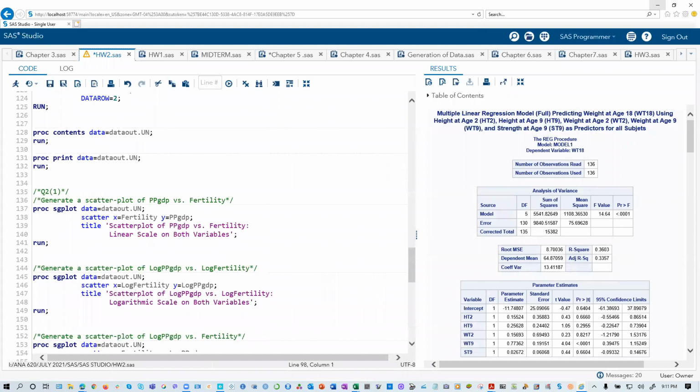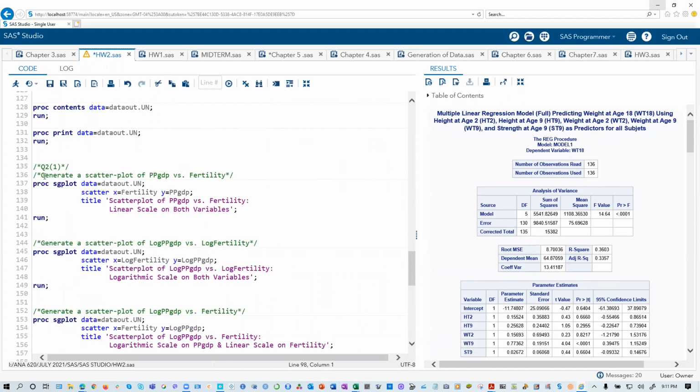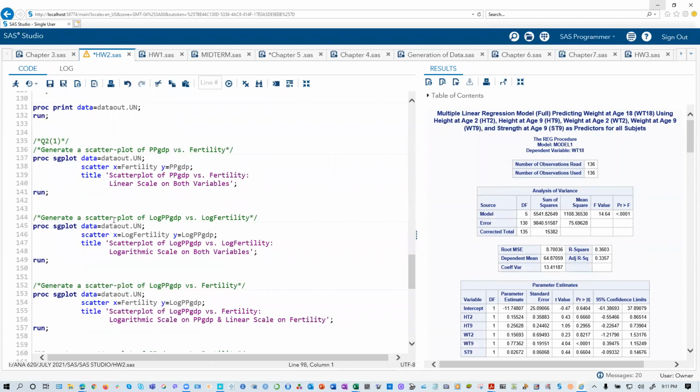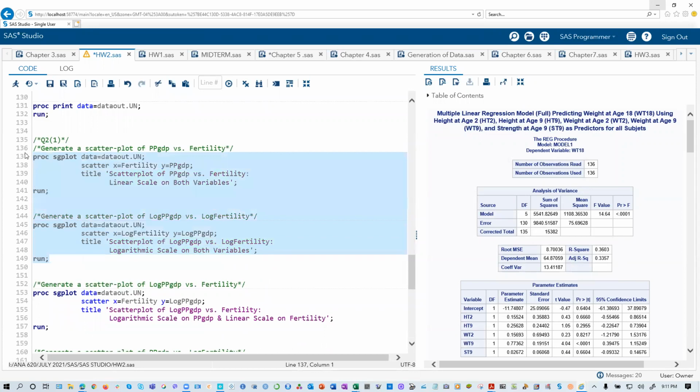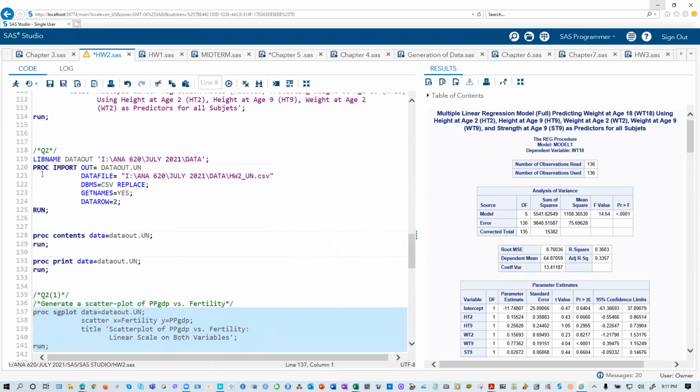So they say generate two scatter plots for the PP GDP versus fertility. One linear, but the other one is scaling. So I'm going to say generate a scatter plot of PP GDP versus fertility. See? The other one generates a scatter plot of log PP GDP versus log fertility. So I have two scatter plots. So I can get this all together.